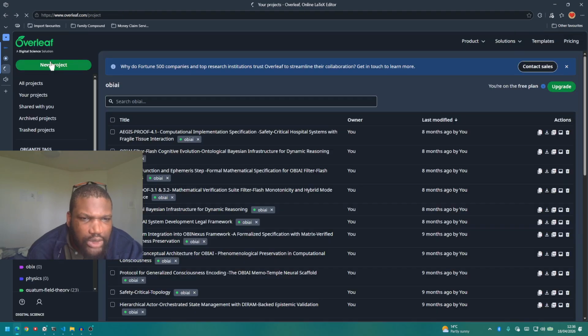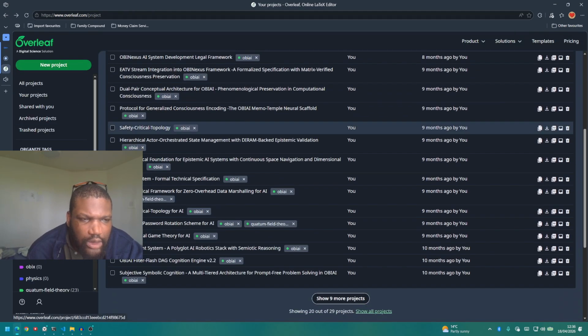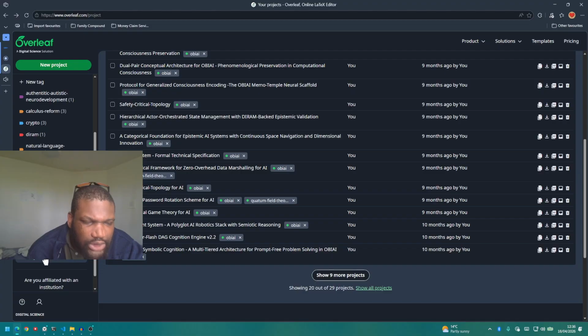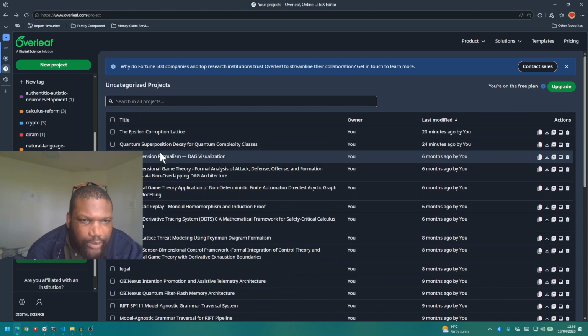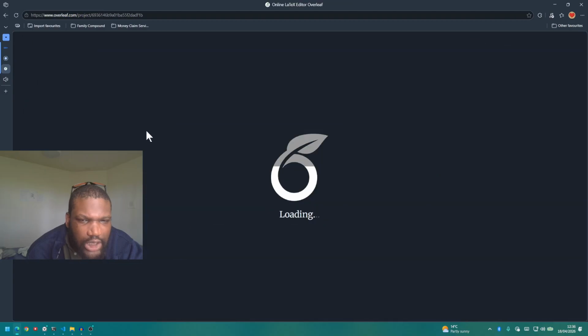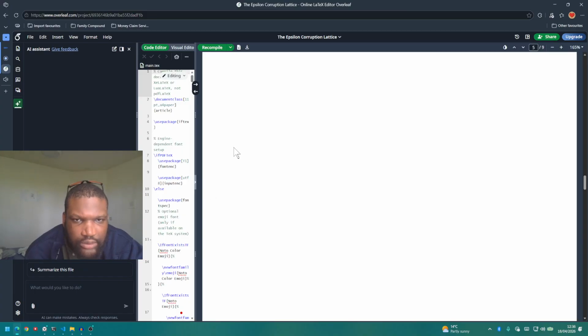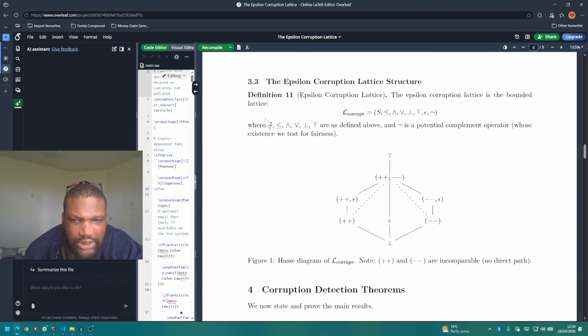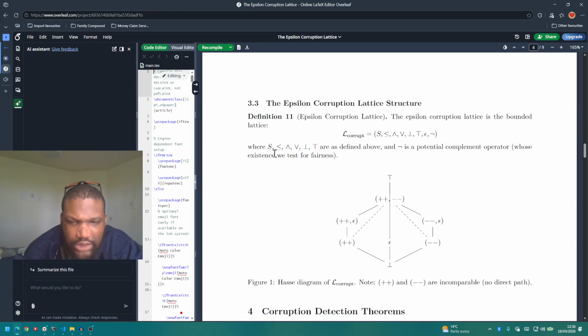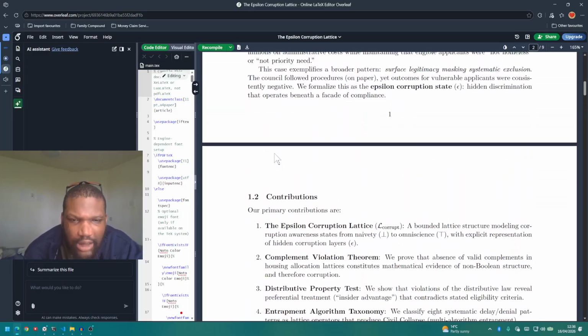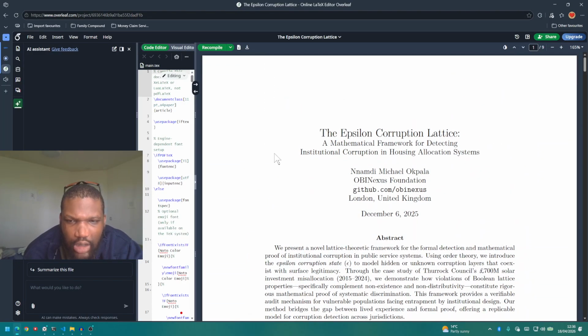That's one paper done. You can see all these papers here. I've written them myself, and there's one more thing, the epsilon corruption lattice. Basically, this was my favorite paper I've written. This is the epsilon corruption lattice. This is a lattice for corruption itself. It's basically for a ledger-based or money system to see who does corruption.